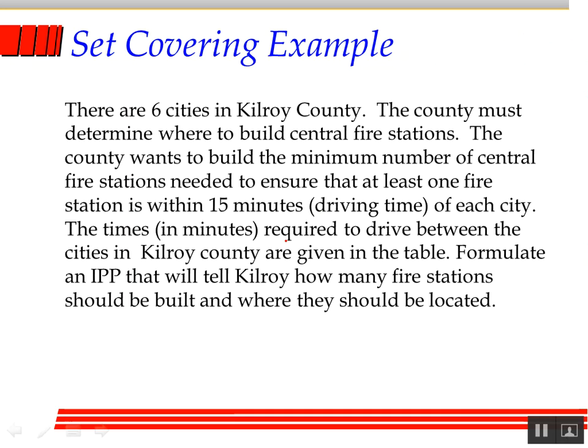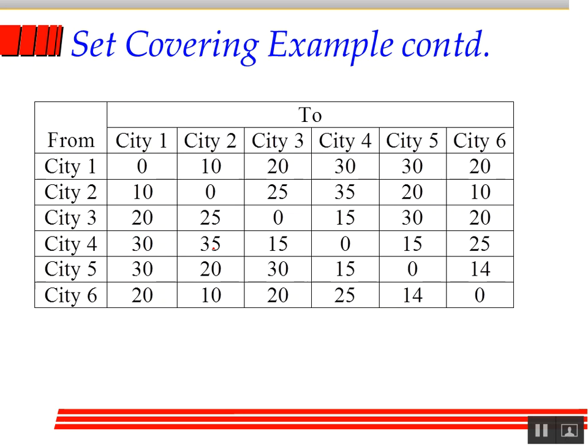Here it says that you want to make sure that at least one fire station is within 15 minutes of each city. And of course, you have a map that tells the distance from one city to another in terms of drive time. For example, from city 1 to city 2 takes 10 minutes to drive, and from city 6 to city 3 it takes 30 minutes. And of course, we have zeros, which means from city 1 to city 1 the distance is 0.